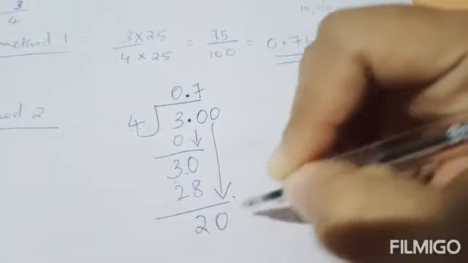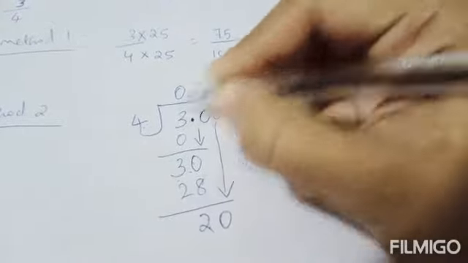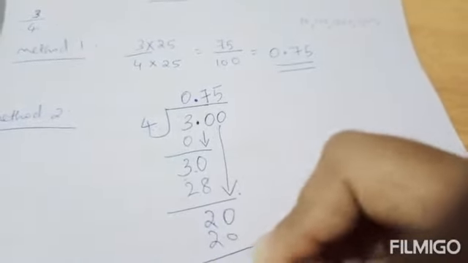So 20. Okay, now 20 divided by 4, it is 5. 4 into 5, 20. Remainder you got 0. So you can stop here.